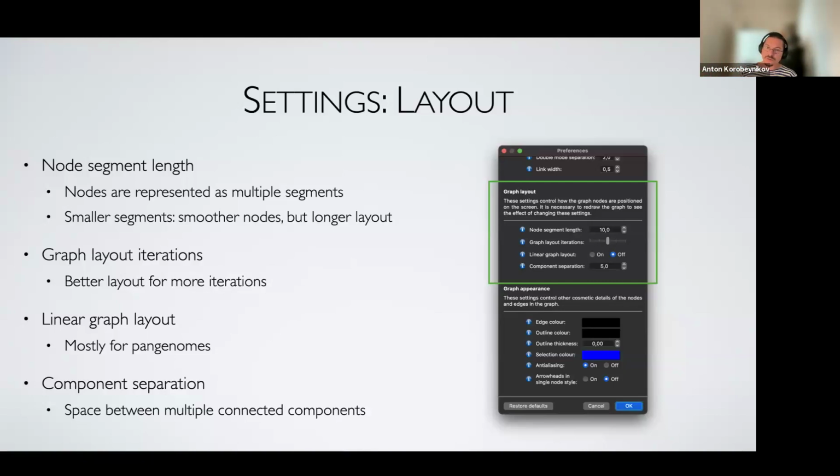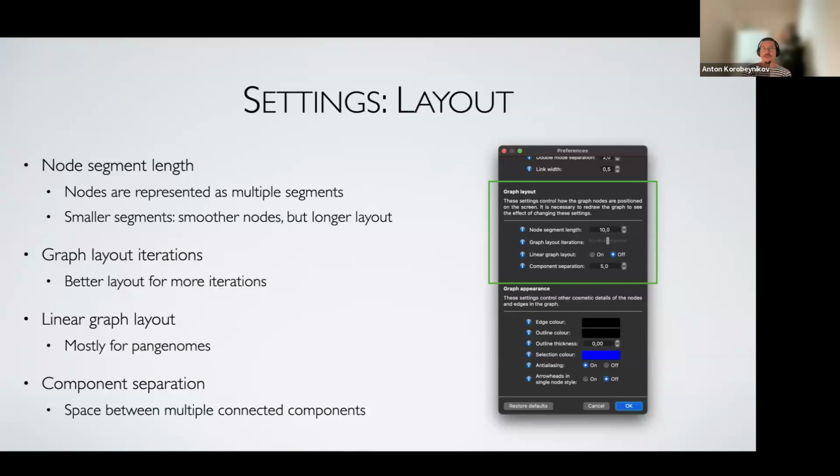So you want to decrease the node segment length if you want smoother nodes, or you want to increase it if you want to shorten your layout time. The graph layout is broken into multiple iterations. The more iterations we do, the better the layout is in terms of node separation, segment separation, and self overlaps and stuff, but certainly it requires more time.